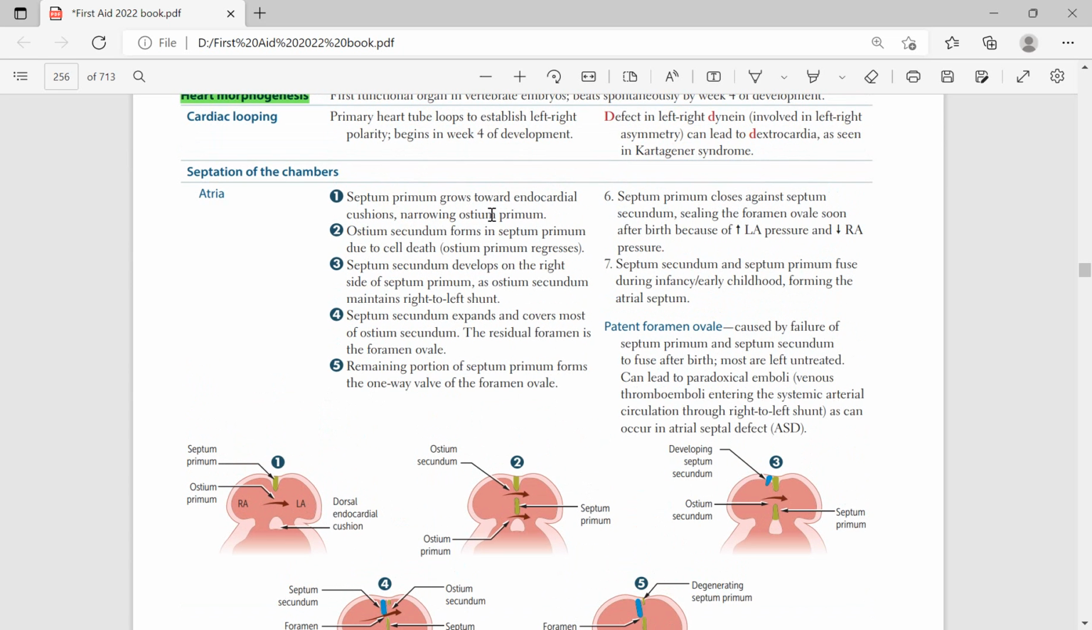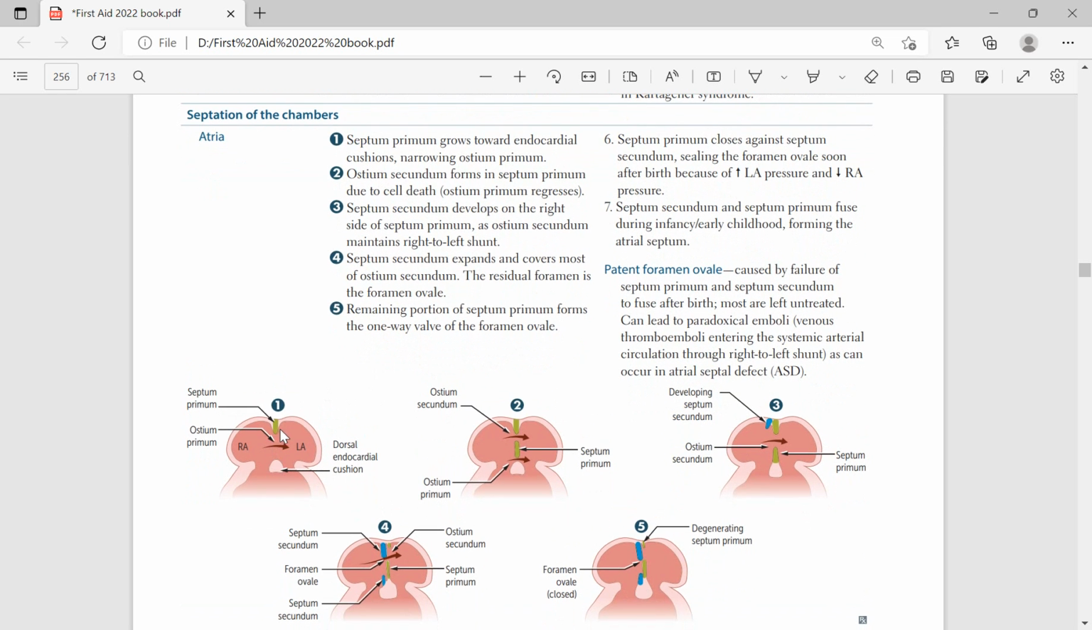Septum primum grows toward the endocardial cushion. This is septum primum, and this is the endocardial cushion. So septum primum grows toward the endocardial cushion, narrowing the ostium primum. Ostium means a canal.